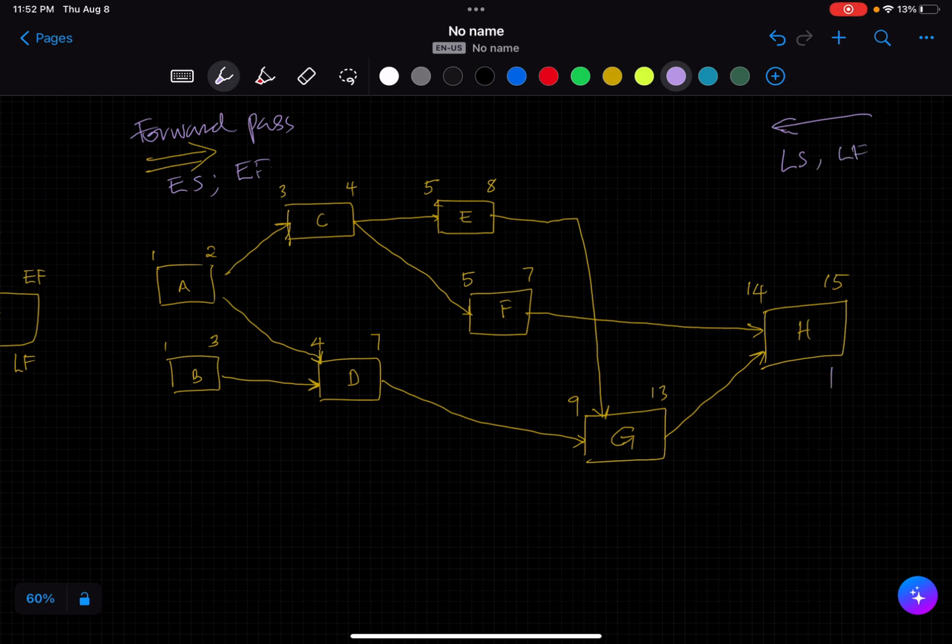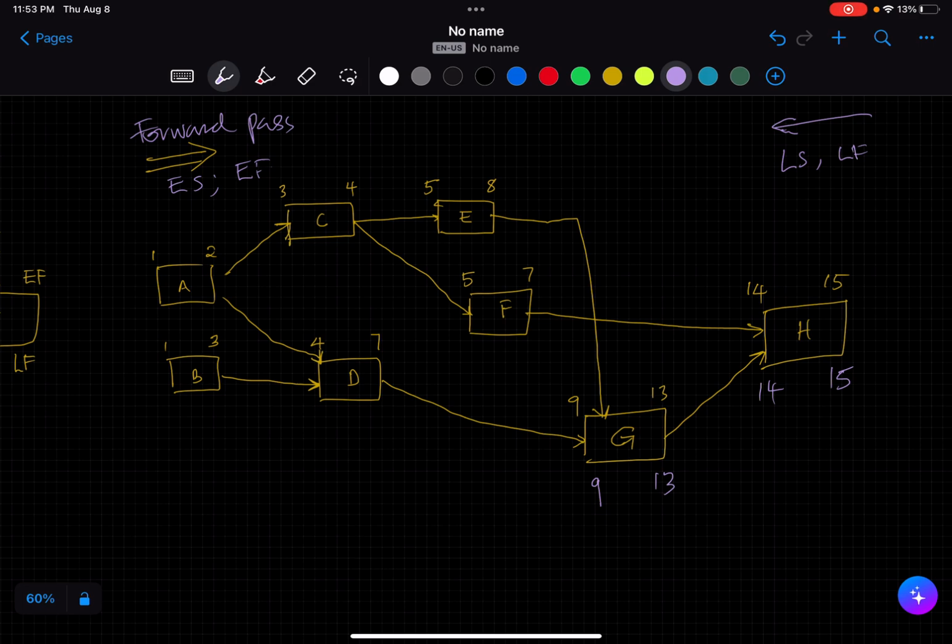So what do we do? We start with this, knowing that this is the last day of the project. So we start week 15, it goes to week 14. Now, based on this, if we were to go to G, what's the latest date that G can finish without impacting the latest start for H? The latest date it can finish is week 13, and then when we factor in the duration, we have 9 and 13, right?